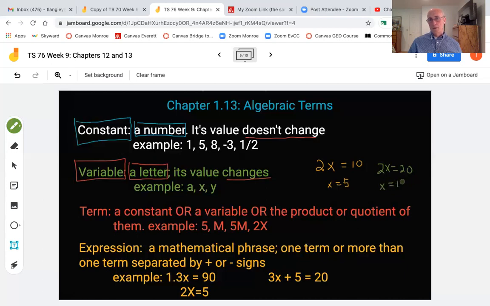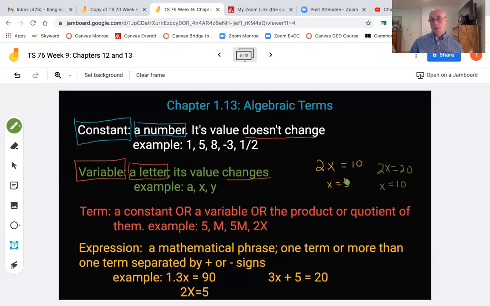I want to pause here for a moment. Do you notice that in this case, x equaled 5, and in this case, x equaled 10? That's why they're saying its value changes depending on what solves the equation, what makes 2x equal 10. And so that's why it changed. I wanted you to know, don't panic if they say it changes. We're just figuring out what solves the equation.